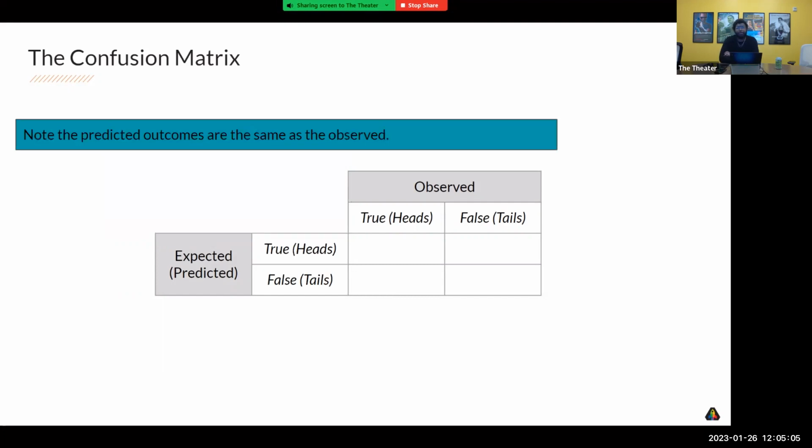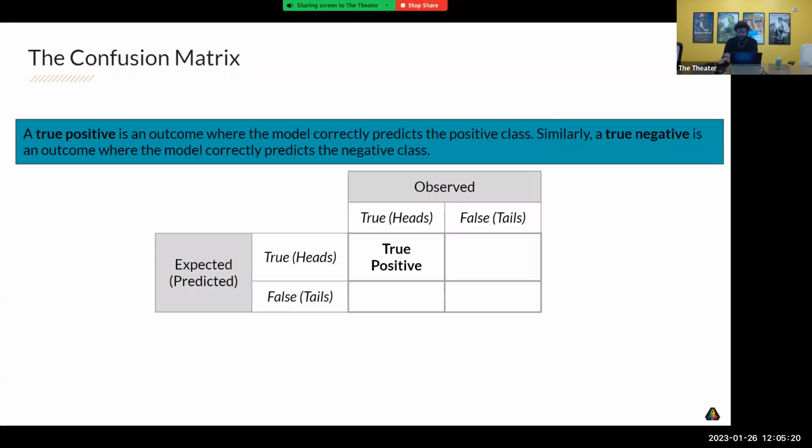True, false, heads, tails. And so right now, it's not quite confusing yet, but we do have a matrix. And so you can see that's why it's called a confusion matrix, because there's the matrix part. Now let's get into a bit of the confusing part, shall we? Okay, so first things first, let's start filling in the center of this matrix here.